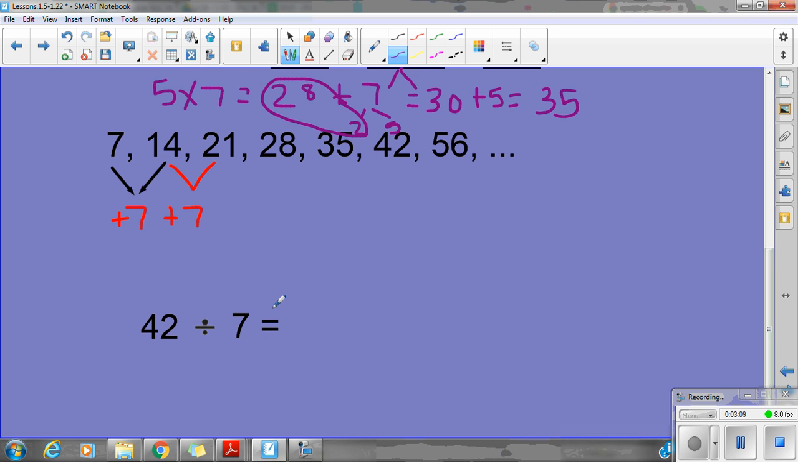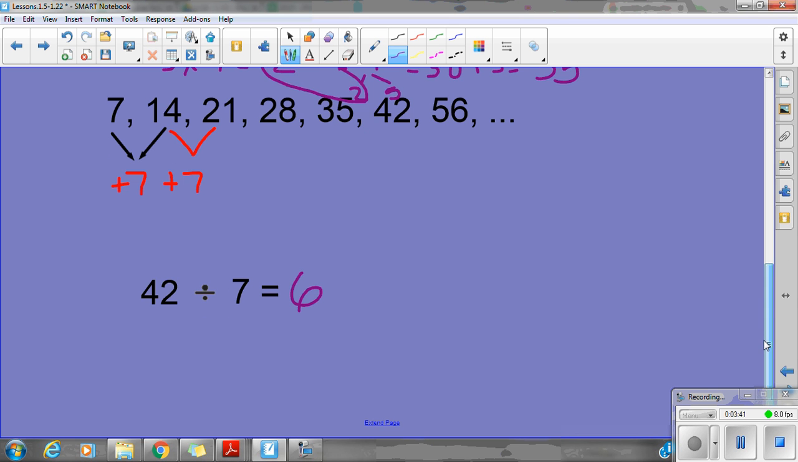Also, to figure out division, you could use counting by sevens. For instance, 42 divided by 7. I could count by 7 until I got to 42 and see how many times it took me. So when I look up here at my counting by 7, I see that it takes me 1, 2, 3, 4, 5, 6 times counting by 7 to get to 42. So therefore, 42 divided by 7 is 6.